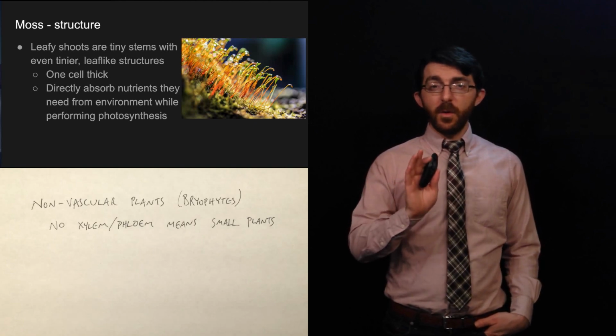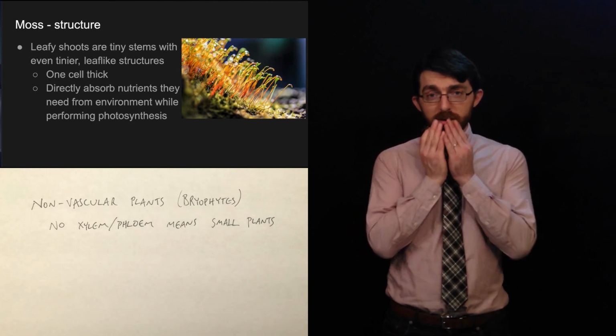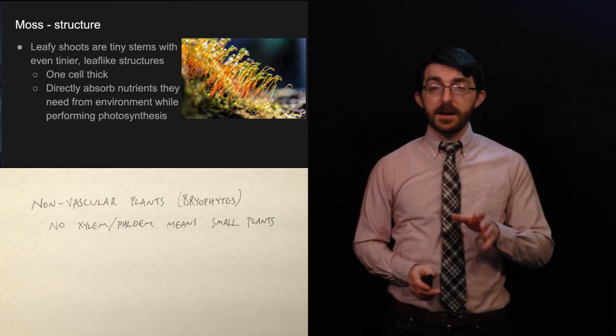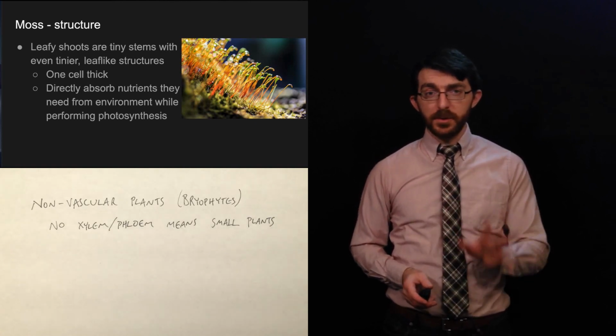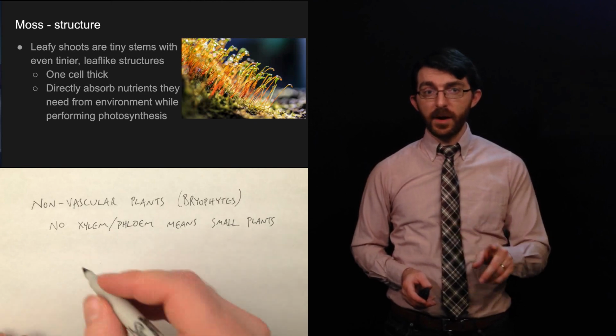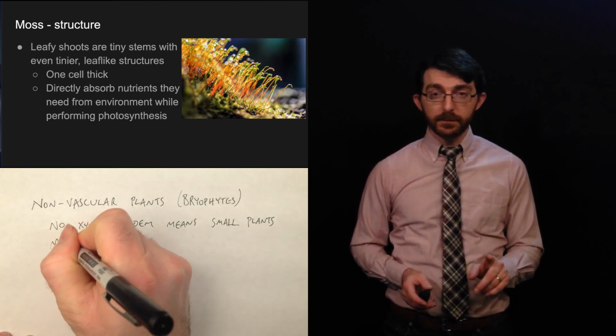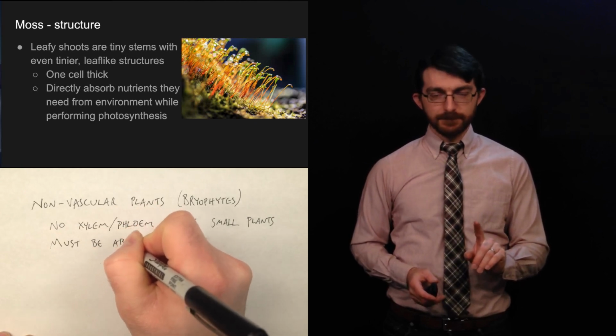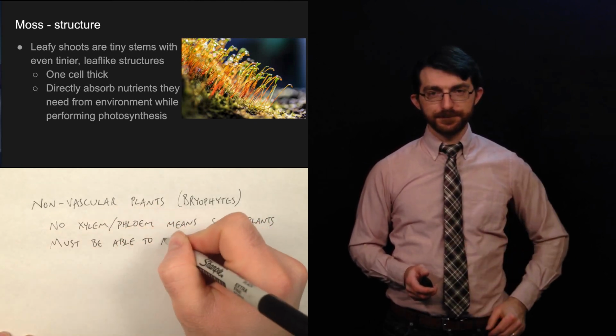So they're 1 cell thick. Oh my goodness. Okay. 1 cell thick. And they directly absorb nutrients that they need from the environment while performing photosynthesis. I can do this.